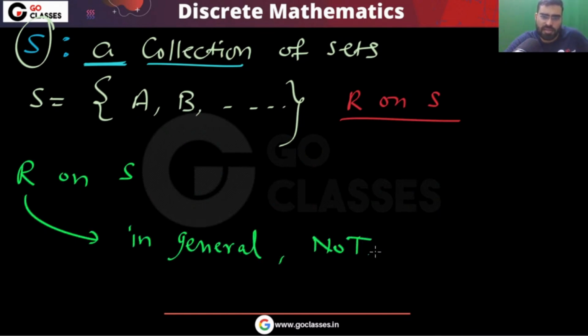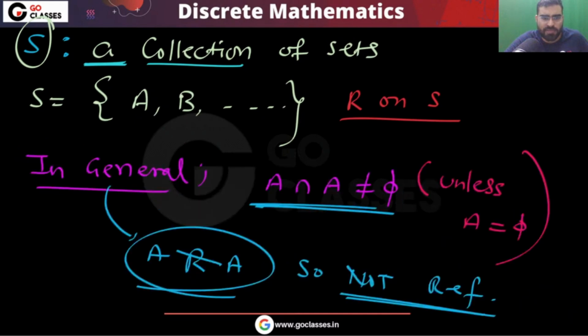In general this is not transitive. But remember, it may be transitive depending on what S is. What is the set S? Depending on that, it may be transitive. Okay, so these are the properties. These are all the properties that we have seen.